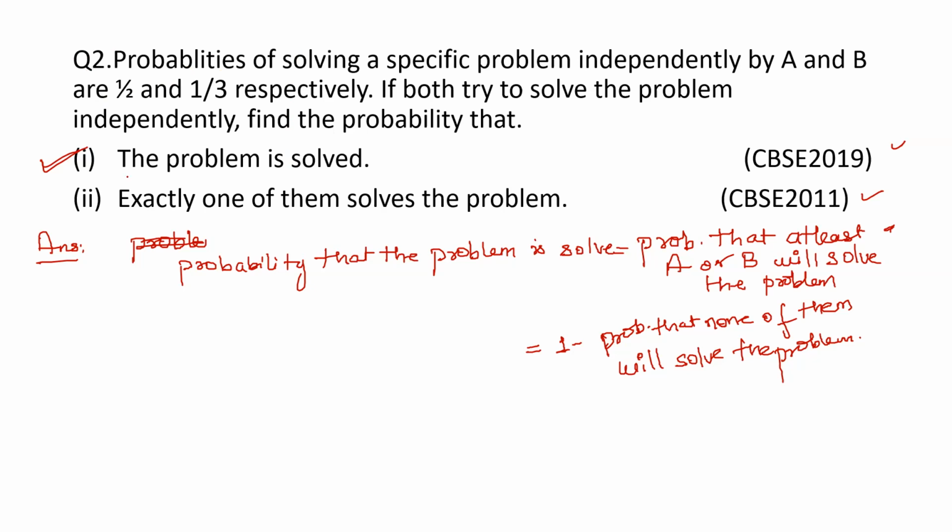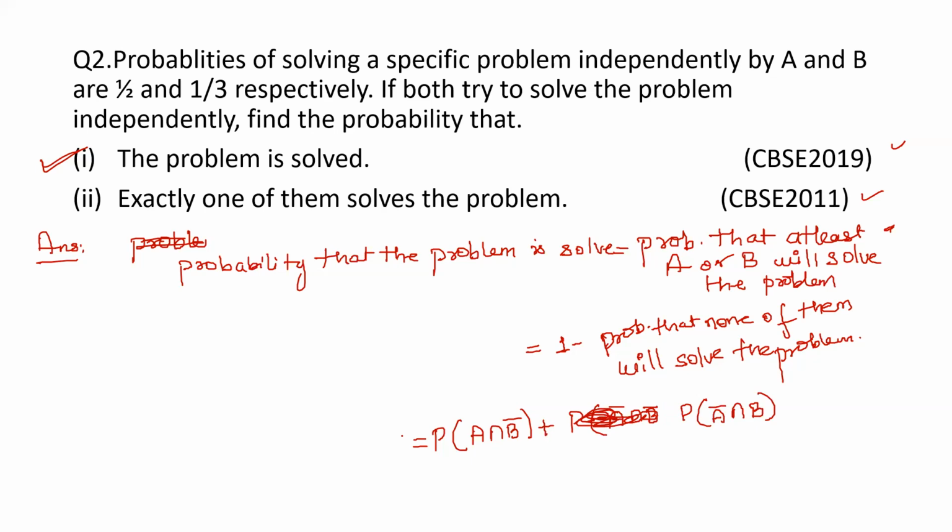Exactly type of problem, Omer. So exactly one of them means only one will solve the problem. So what are the possibilities? This can happen: A will solve, then B will not solve. Okay, they are asking about exactly. Or what is the other option? A will not solve and B will solve. I will write here. So A will not solve, then B will solve. Okay, so you need to take both the options.